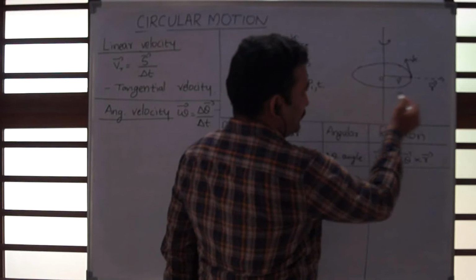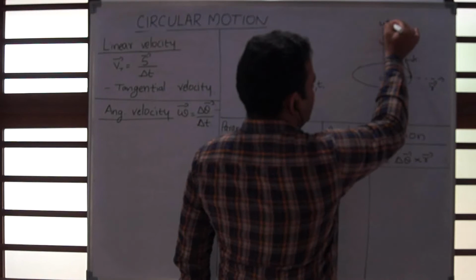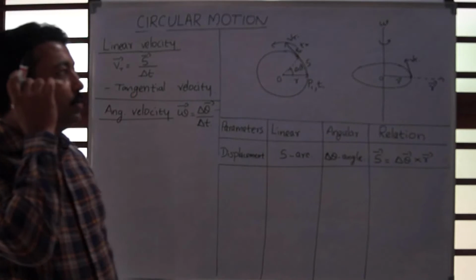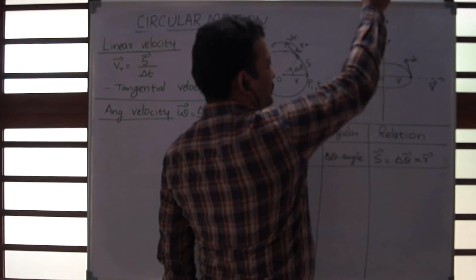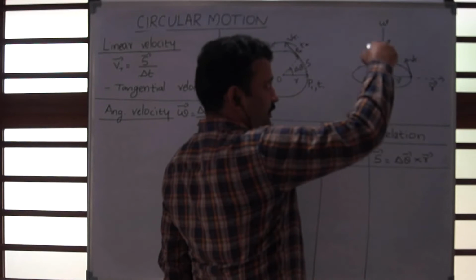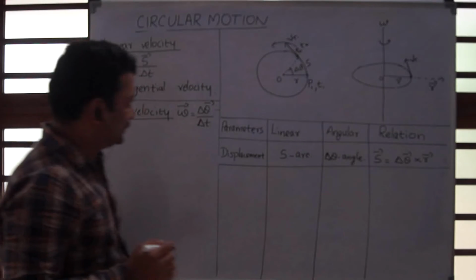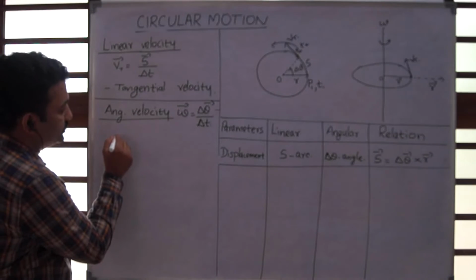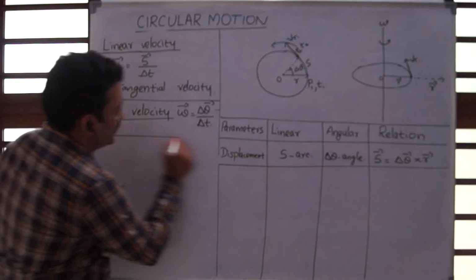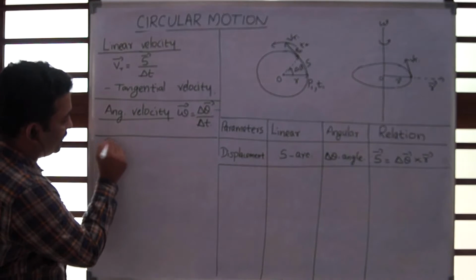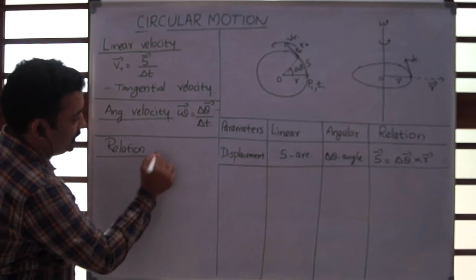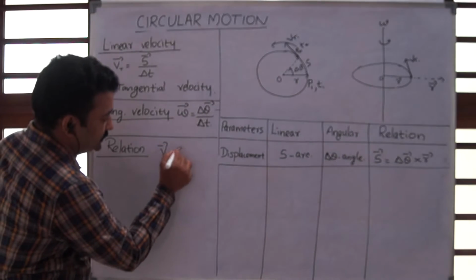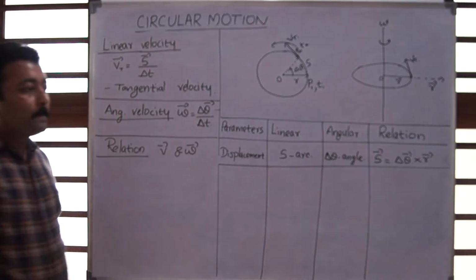When this is making an anti-clockwise rotation, theta is upward, so omega also will be upward. In any textbook you will see that for anti-clockwise direction, omega is upward. For clockwise rotations, omega will be downwards. So we got omega, which is delta theta divided by delta t. Now, is there any relationship between V and omega?